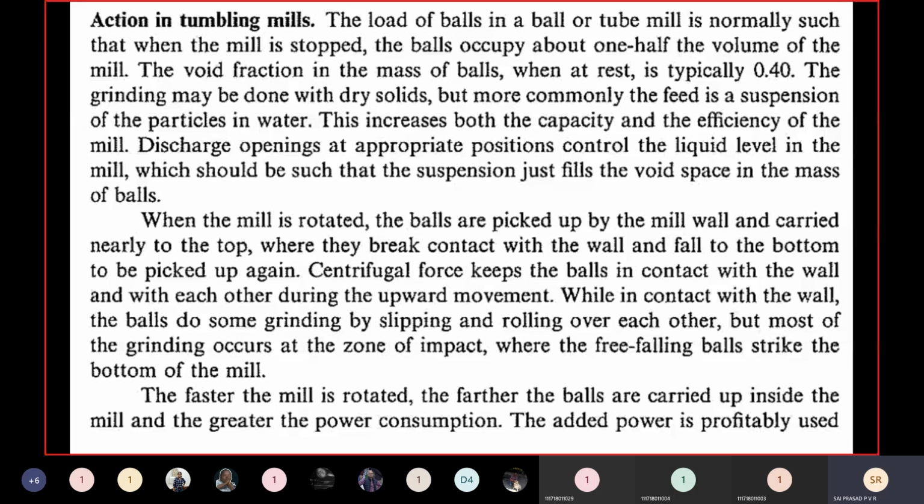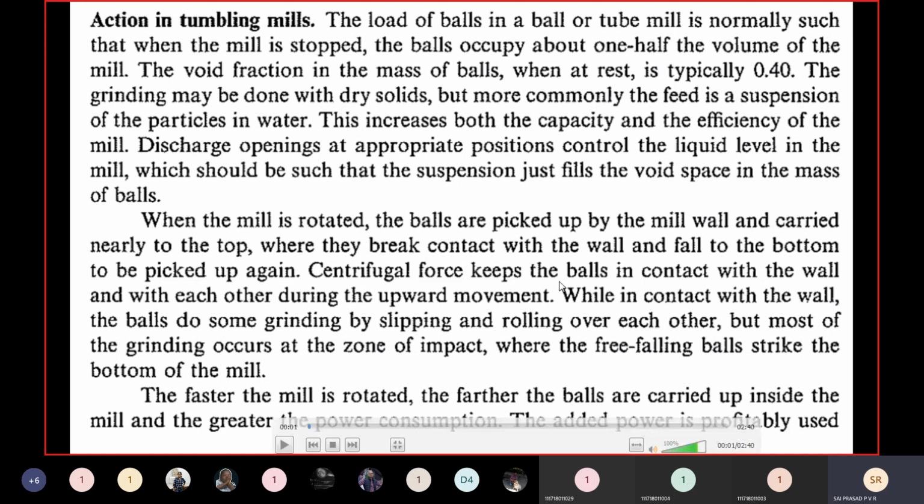So the main purpose is what? The shell is rotated to lift the grinding medium to the maximum height. When the mill is rotated, the balls are picked up by the mill wall and carried nearly to the top. Yes, it is carried. They break contact with the wall and fall to the bottom, to be picked up again. So once they fall down, what will happen? Since the mill is continuously rotating, the spherical ball, after hitting the particle, resumes its journey to rise up. Then only further crushing will take place.